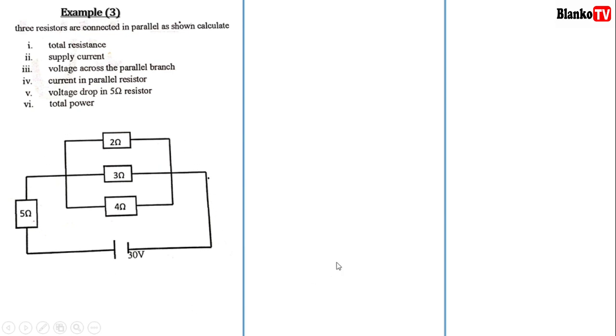Okay, and it's a series parallel circuit. All right, so let's start by numbering our resistors. So we have R1, R2, R3, and then R4. So we have 4 resistors that have been connected in series and then parallel. I hope you are following it, across a 30 volts supply.